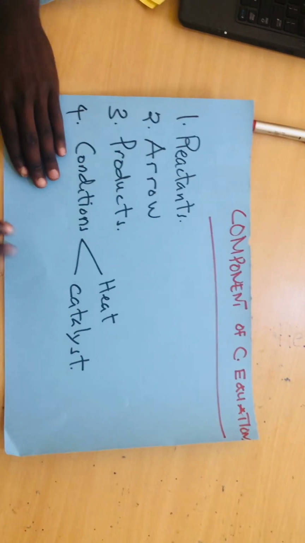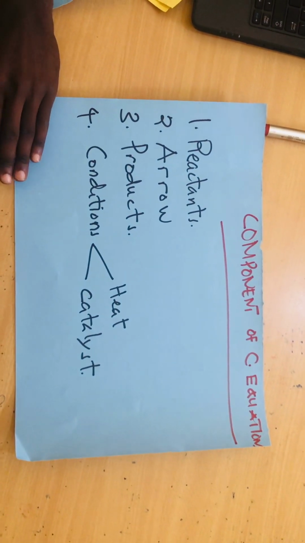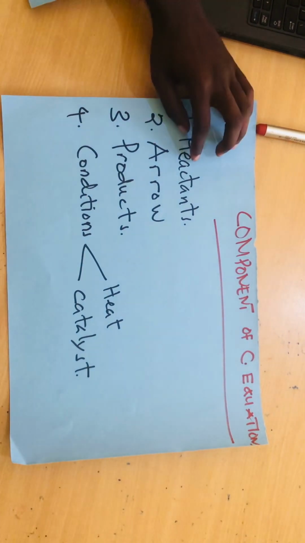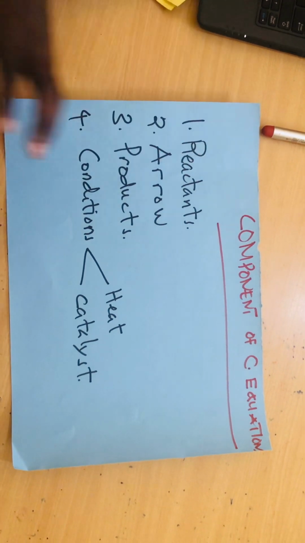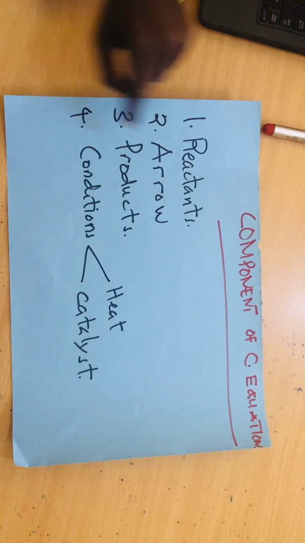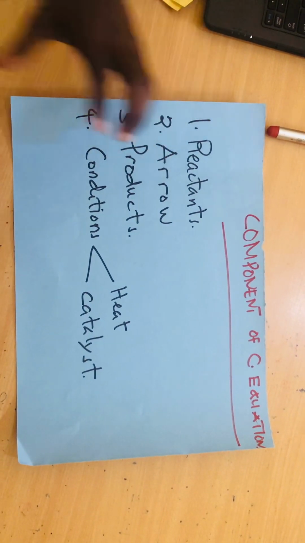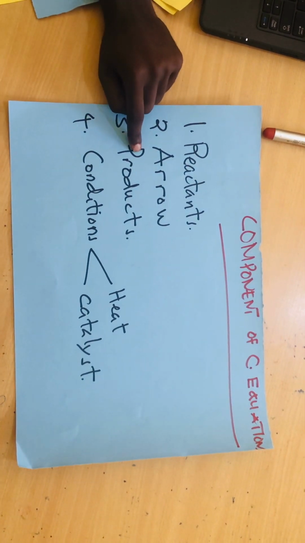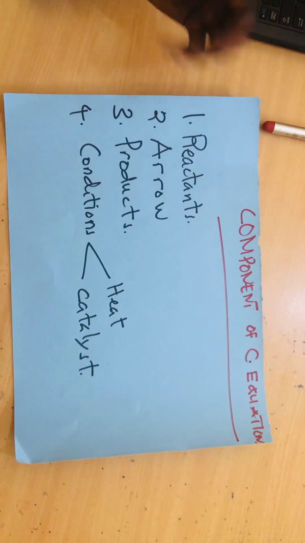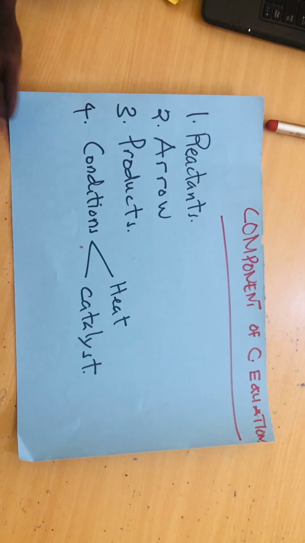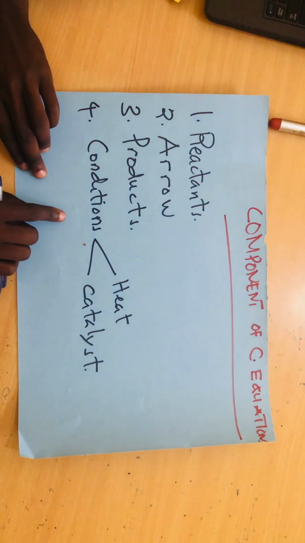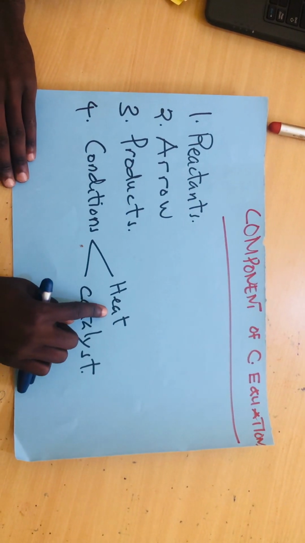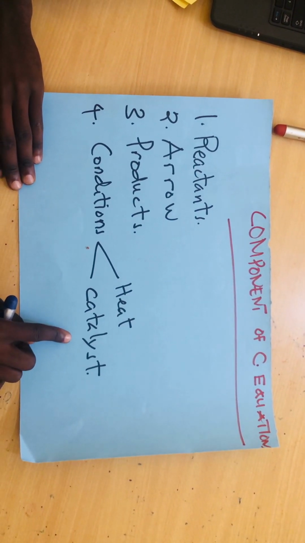Let's see the components of chemical equation. Chemical equation has four components. Component number one is reactants, substances which undergo chemical reaction. We have arrow, which shows the direction of the reaction. We have products, a new substance formed after a chemical reaction. And lastly, we have conditions. This facilitates the formation of products. It might be heat or catalyst.